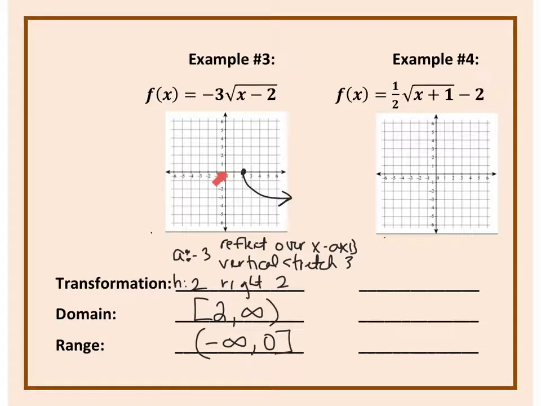So the graph that started here normally moved to the right 2. It flipped upside down and it got taller quicker. So my domain is 2 to infinity, my lowest to my highest. My range, how low is this graph going to go? It's going to go down to -infinity. Where does my y value stop? The y value stops at 0. Okay? Try number 4 on your own.